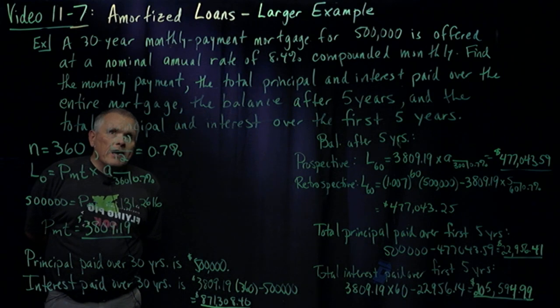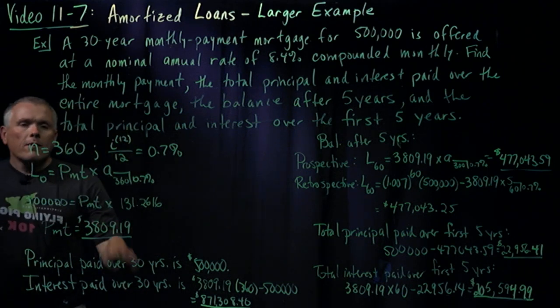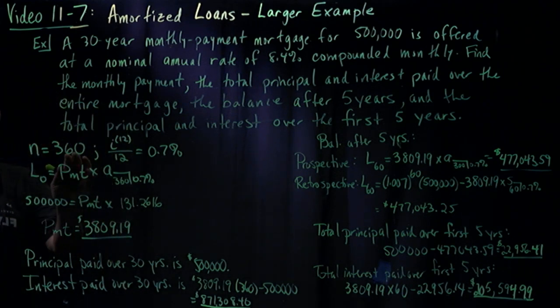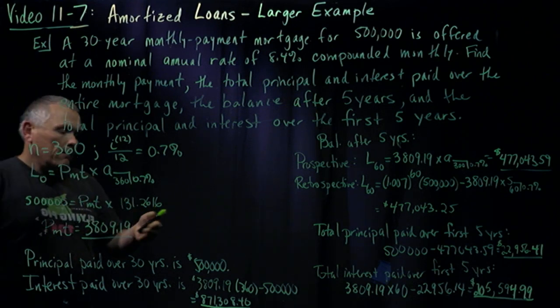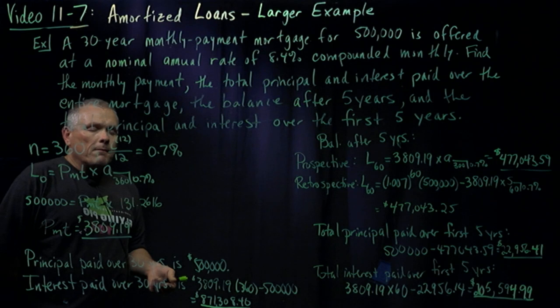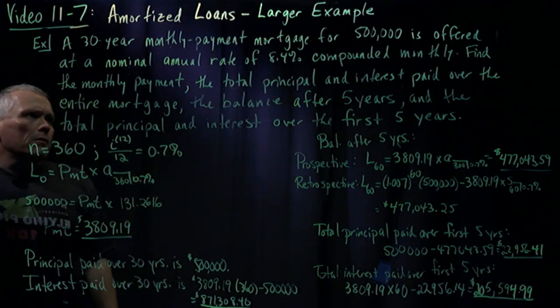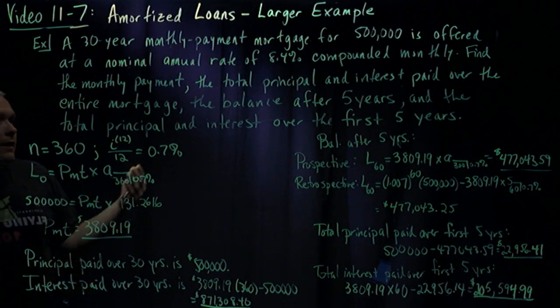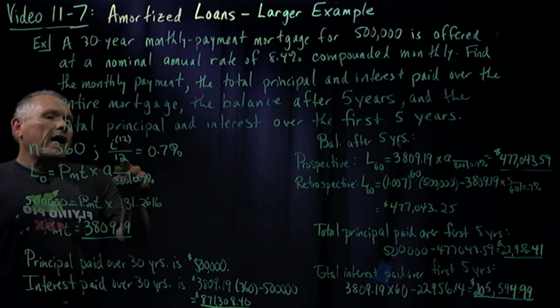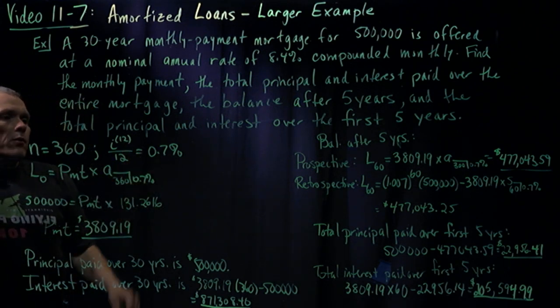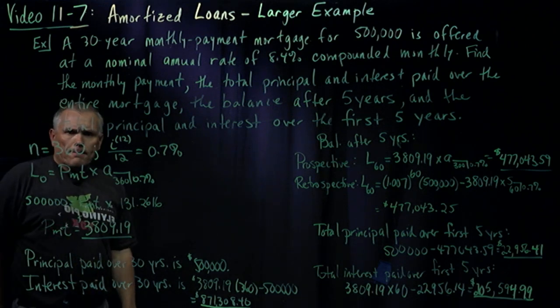Since we've got a 30-year monthly payment mortgage, the total number of payments we're going to make is 360. Since the period during which we're making each payment is a month, we need to convert this nominal rate compounded monthly to a monthly rate. So to do that, we take the i(12) over 12 to get 0.7% in this case.